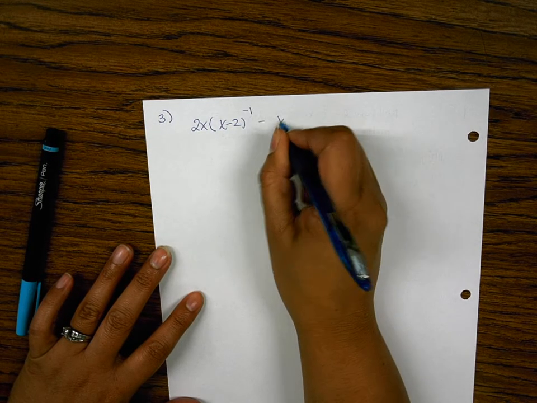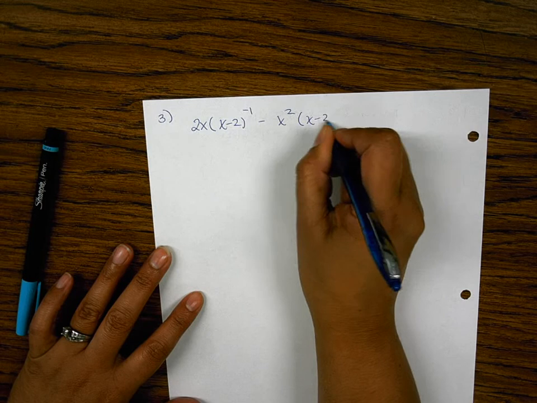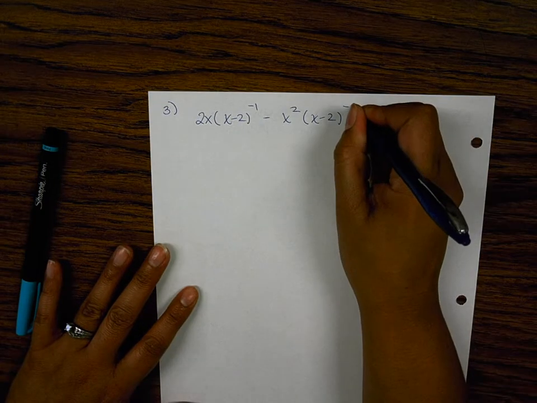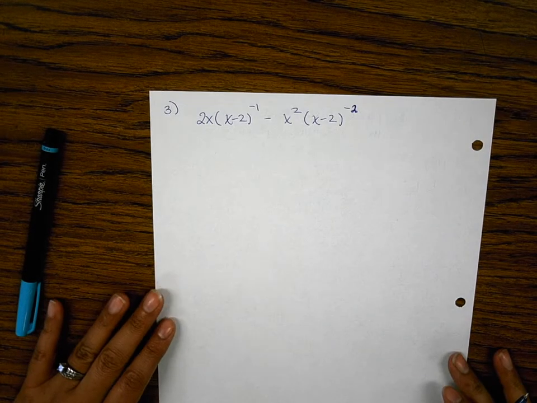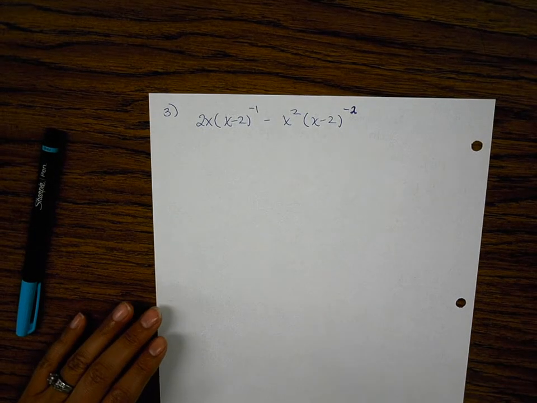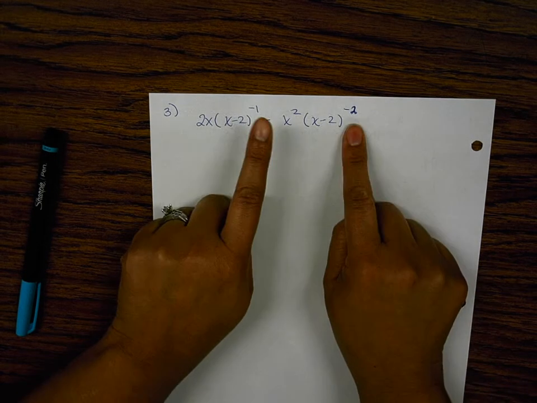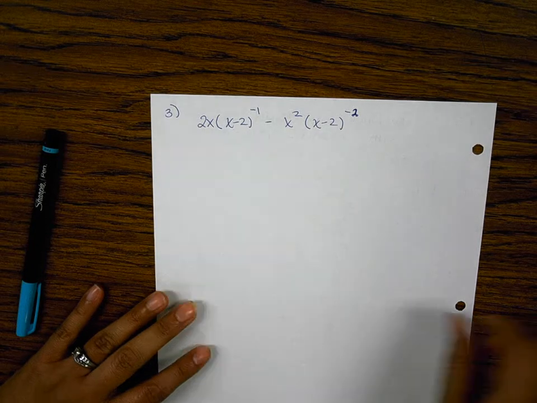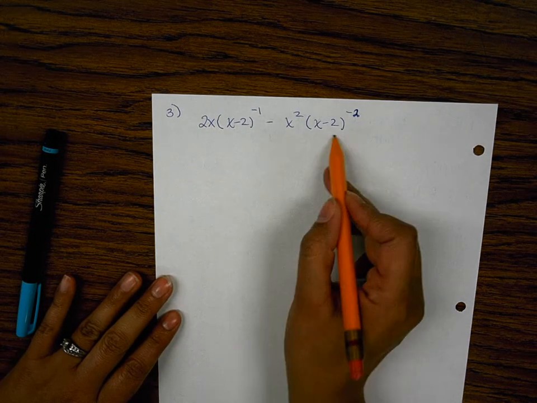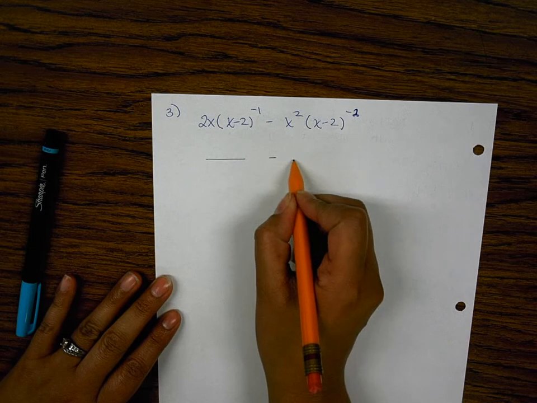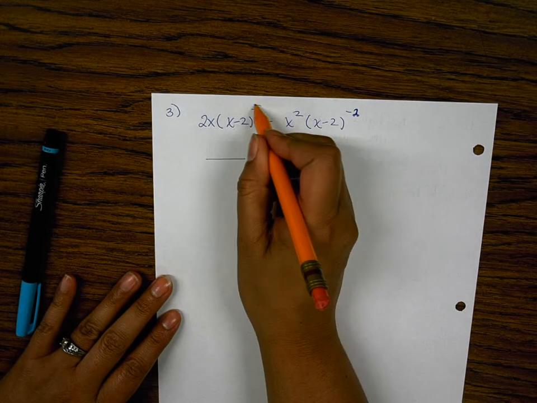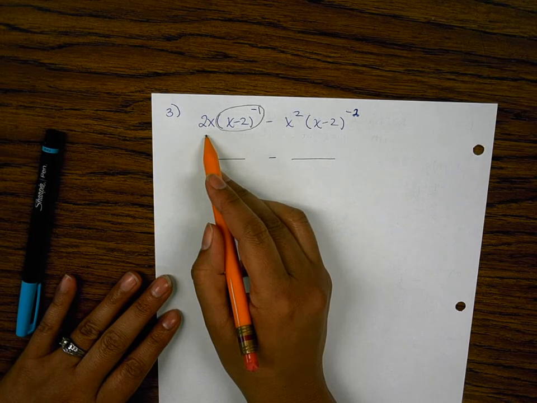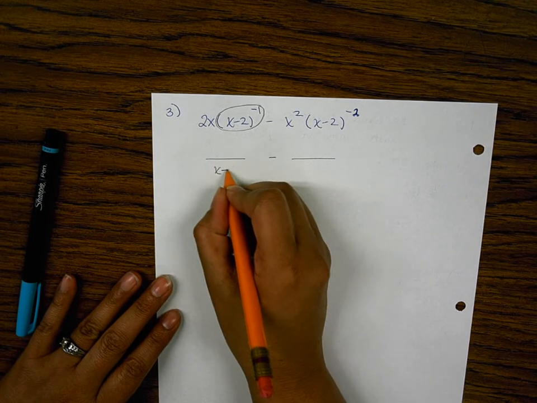Two x parentheses x minus 2 raised to the negative 1 minus x squared parentheses x minus 2 raised to the negative 1. Nope, negative 2. All right, I have these two negative exponents here. Recognize you have two terms. First term, second term, which means two separate fractions. Also recognize that this negative 1 is only being applied to the x minus 2, not the 2x.